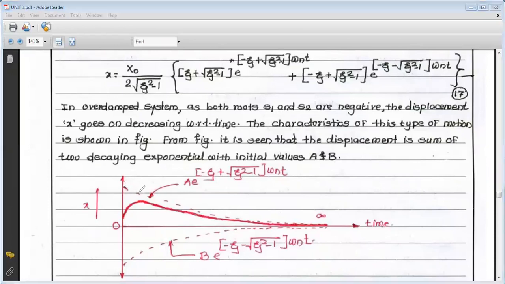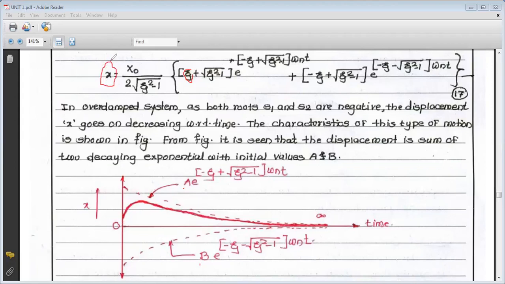That dotted line is the upper part, because in the a part zeta is positive. But in case of b, zeta is negative, so it is a negative exponential curve. This is the positive exponential curve, and this is the negative exponential curve. By adding both, we get the general solution.